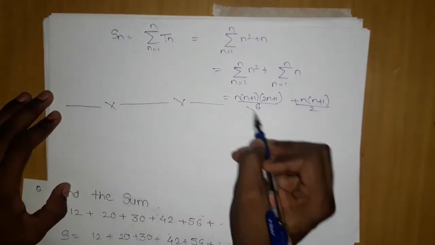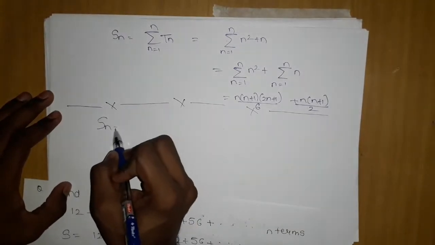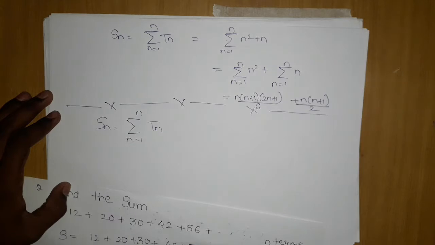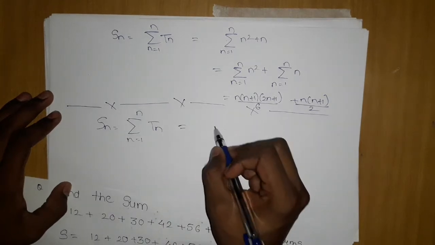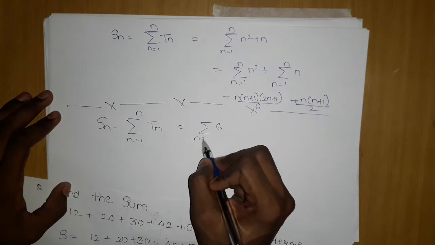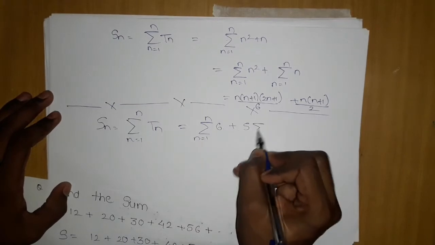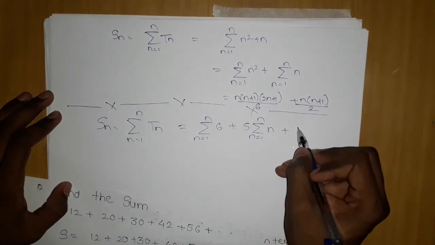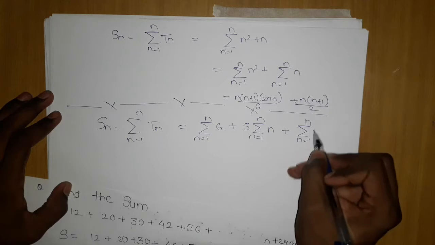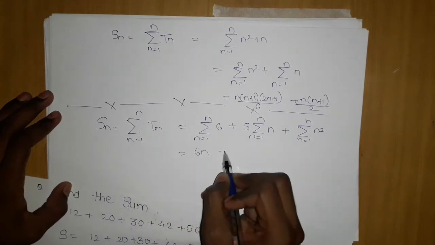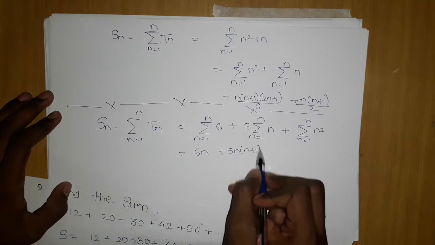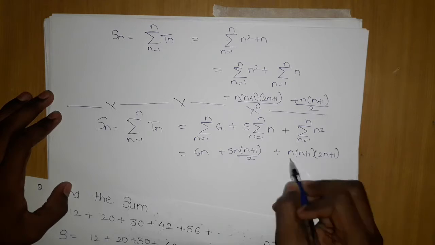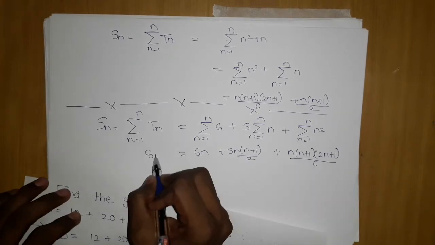Okay, this was the previous one. Now we know this property. I'm again writing: Sn is nothing but the summation of Tn, n equals 1 to n. We will just put this: summation n equals 1 to n, plus 5 into summation n equals 1 to n, here it will be n, and here it will be summation n equals 1 to n of n square. After this you can clearly see 5n into n plus 1 by 2, and here n into n plus 1 into 2n plus 1 by 6. So we got our Sn.